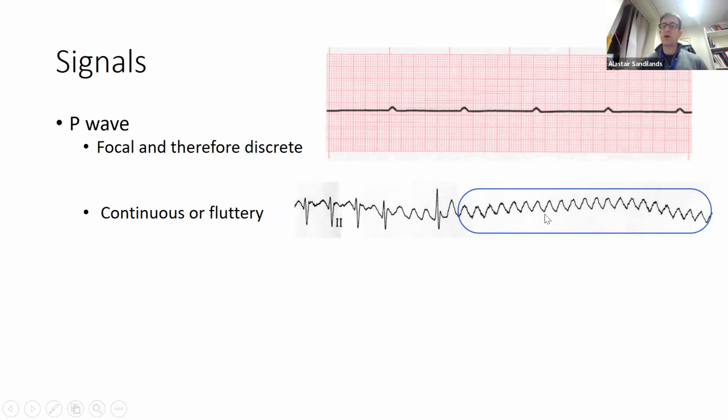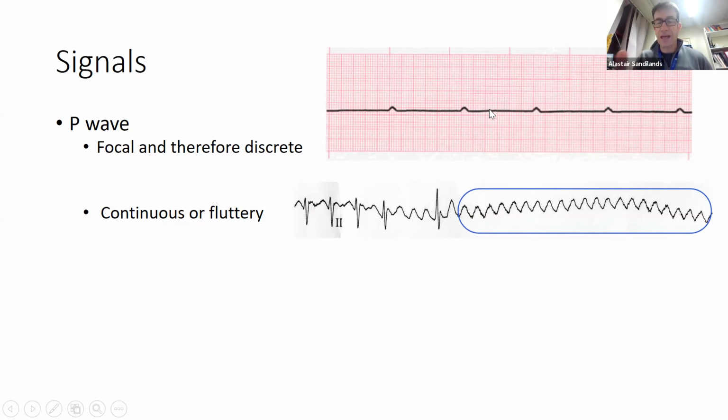And you can see the difference here. Whilst this is a wave, it is continuous, fluttery, but not discrete, where one stops, and then another one occurs, stops, and then another one occurs. This is continuous movement. That's why it explains the two rhythms. Say an atrial tachycardia or sinus tachycardia originates from a focal point, so the P wave will be focal and discrete, and it will fire down to the ventricles.